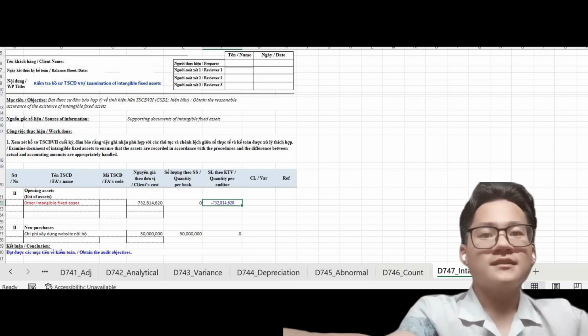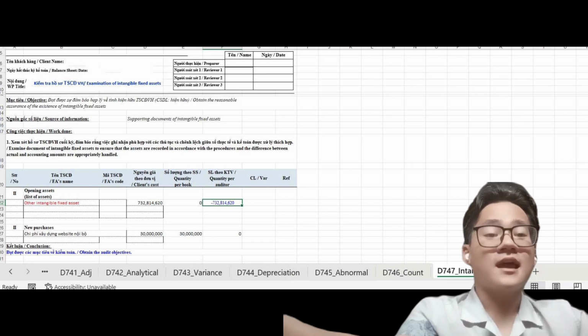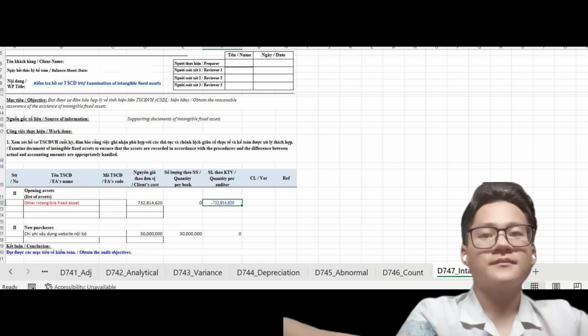Why are these sheets important? Sheet D746 proves tangible assets like cars and land are real, making the financial statements more trustworthy. Sheet D747 points out an issue with intangible assets, showing the company needs to double-check its records.